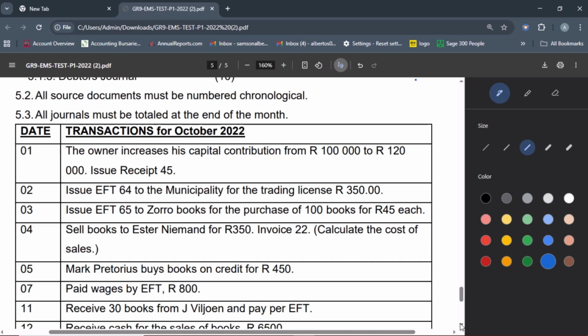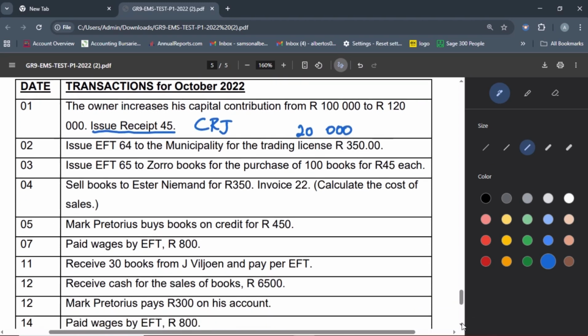So on day 1, October 2022, the owner increased his capital contribution from 100,000 to 120,000. Issue receipt number 45. So the moment you see a receipt, we know this is the CRJ. The challenge that learners have on this transaction is to come up with the actual amount which was received from the owner. The owner increased capital contribution from 100,000 to 120,000. So the actual amount here is 20,000 Rand. That is the amount received from the owner. But the examiner is not going to give you the 20,000. You must find the difference between the two. But this one must be recorded in the CRJ.